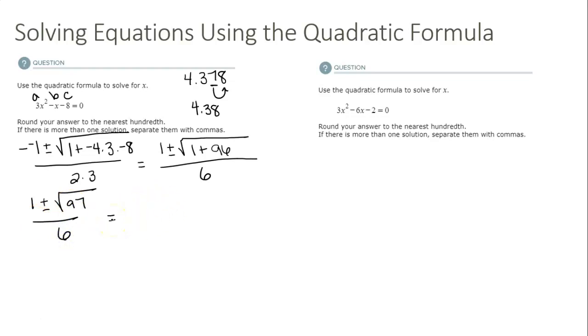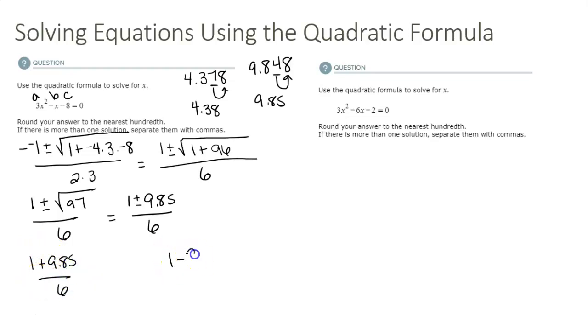97 is not a perfect square, so we're going to need to use our calculator to estimate. We want the square root of 97, and that gives me 9.848. So if we round over to the side, that's 9.848. That's the nearest hundredth. We look to the right. The 8 says to round up, so this should become 9.85. So this is 1 plus or minus 9.85 divided by 6. Now I'm ready to split it up into two problems. 1 plus 9.85 divided by 6, and 1 minus 9.85 divided by 6.